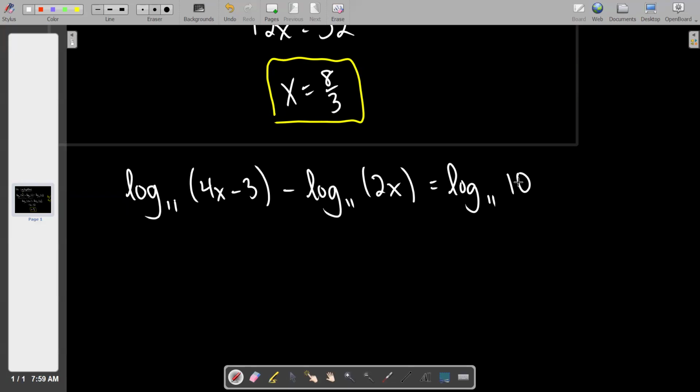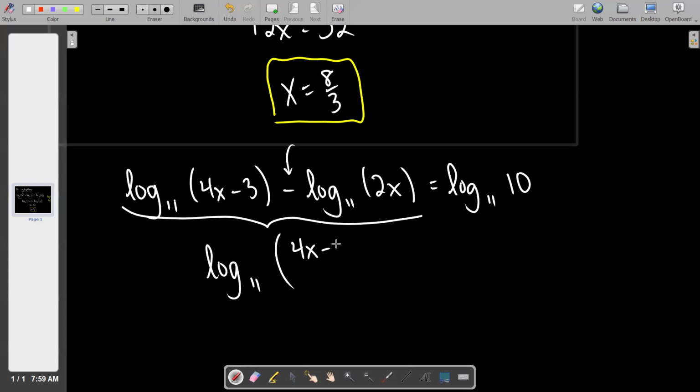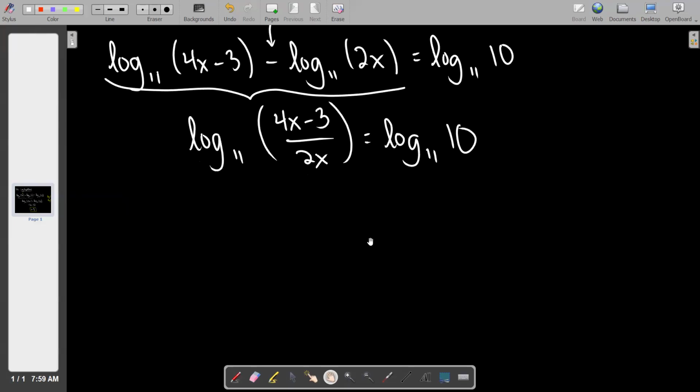What do we do? Yeah, condense, right? So we condense into a single logarithm on the left-hand side. These two, since there's subtraction in between them, will condense into a single log as a division problem. So it's going to be 4x minus 3 over 2x. And then what you learned about 2 minutes ago can be put to use here. We have matching logs, and so we just eliminate the logs. And that's when it instantly transforms into a very basic algebra problem.